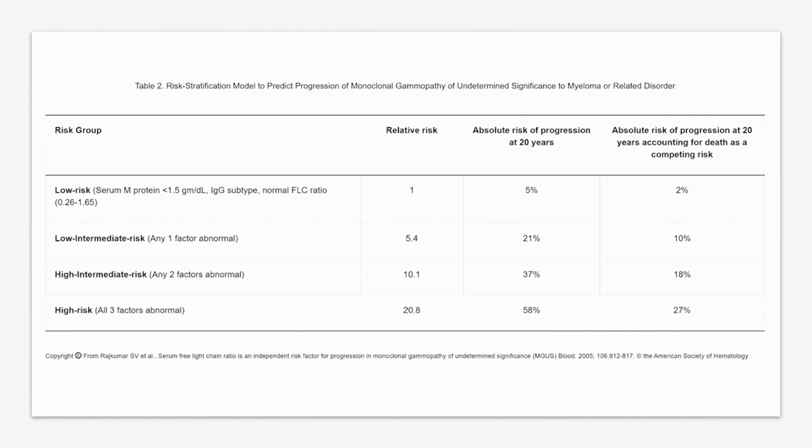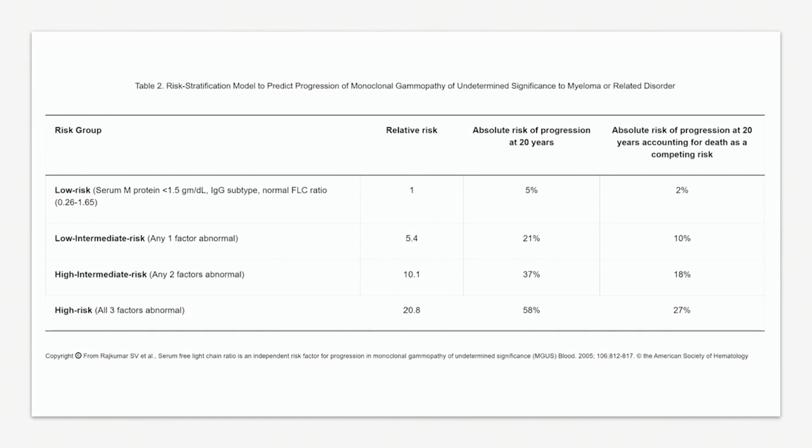So risk stratification plays a major role in treatment for multiple myeloma, but risk stratification for precursor lesions plays a major role in the frequency of follow-up, in trying to identify those patients and have a good follow-up plan for them.